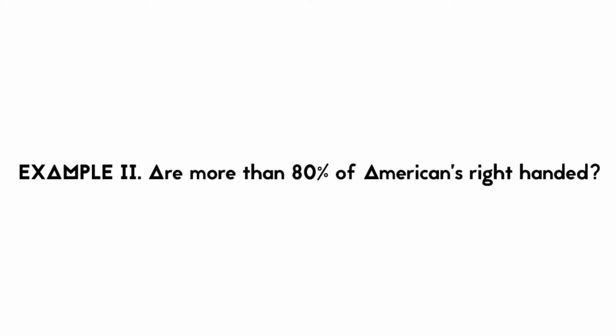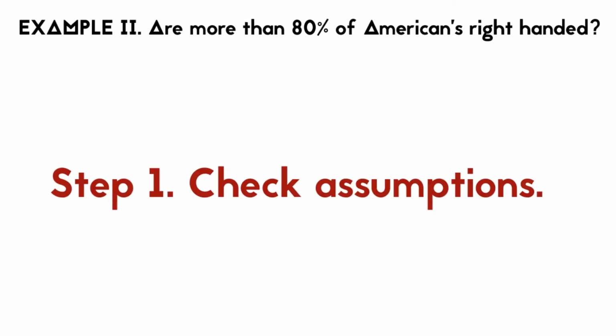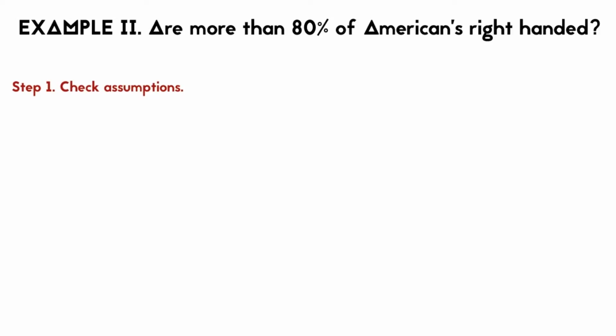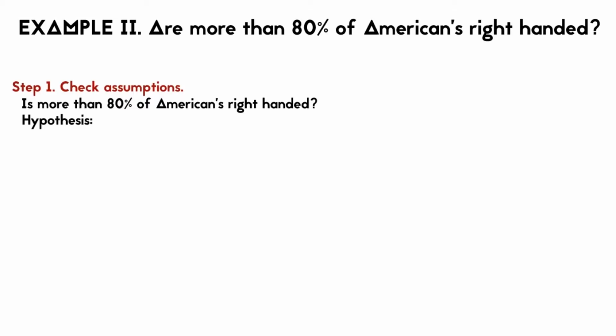Number 2. Are more than 80% of Americans right-handed? Step 1. Check any necessary assumptions and write the null and alternative hypothesis. Is more than 80% of Americans right-handed? The null hypothesis: p is less than or equal to 0.80, and the alternative hypothesis: p is greater than 0.80. This is a right-tailed test because we want to know if the proportion is greater than 0.80.